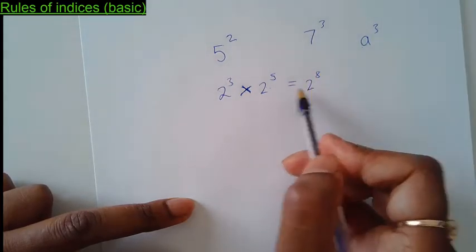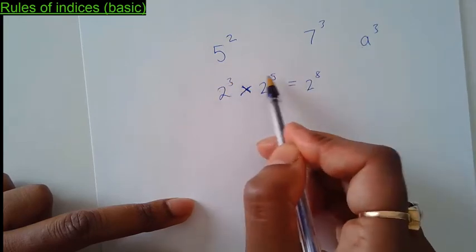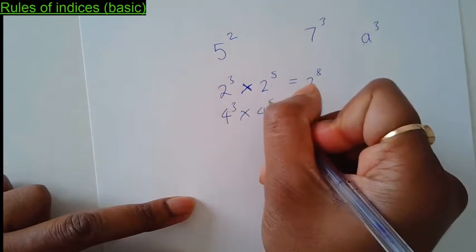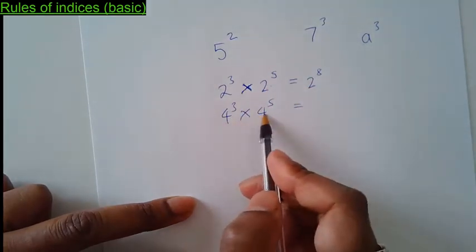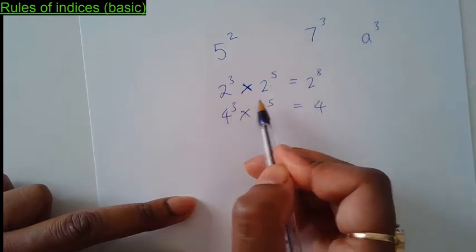Where did the 2 come from? Here. Where did the 8 come from? 3 add 5 is 8. Let's do another one. Make sure the base is the same. So copy the base. And because we're timesing, we need to add, 3 add 5, also 8.